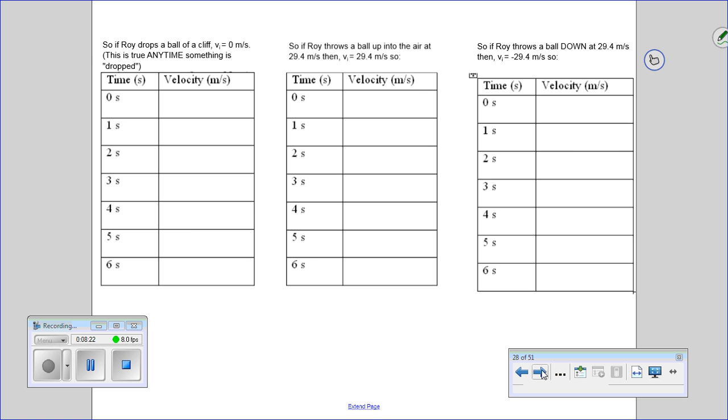All right, so here on this slide, we've got 3 different examples. In the first example, Roy's going to drop a ball. Well, that means that the initial velocity of the ball is going to be 0. And because he's dropping it, it's in free fall, which means that the velocity is going to decrease by 9.8. So I'm just going to keep subtracting 9.8 meters a second. Notice these numbers are getting bigger but more negative. All that indicates is that the object is moving down faster and faster and faster.